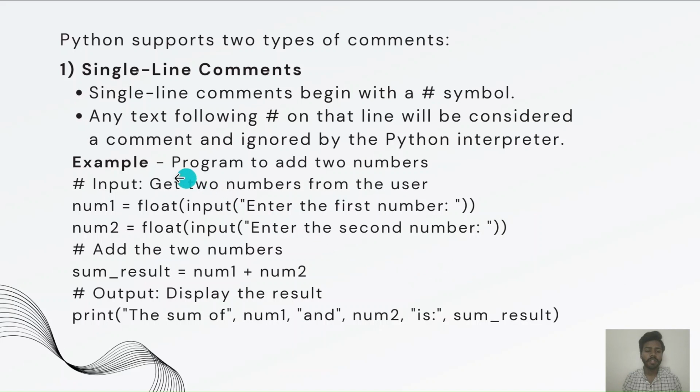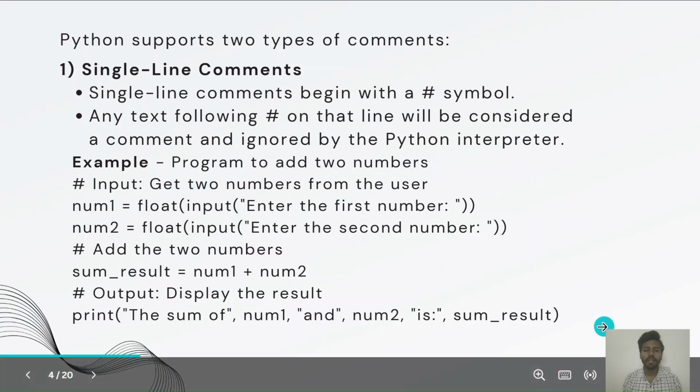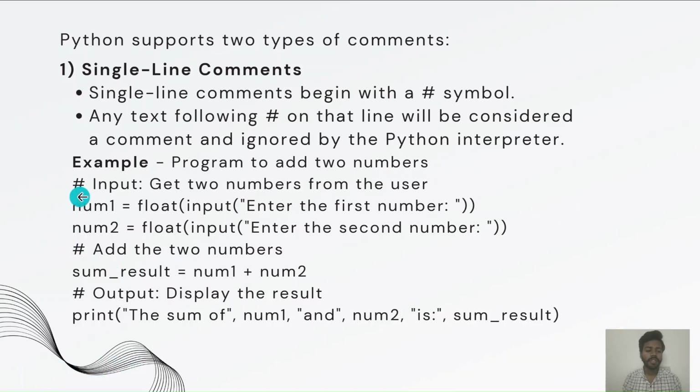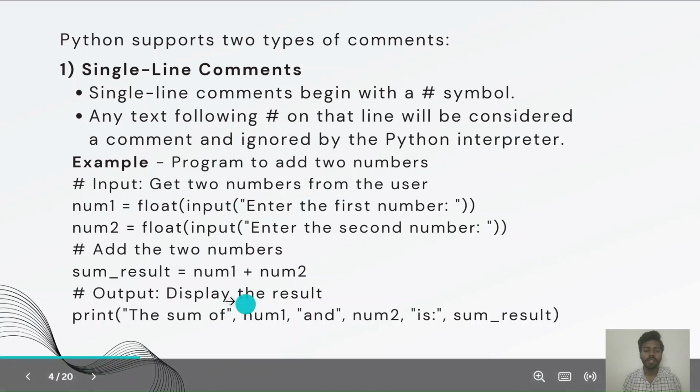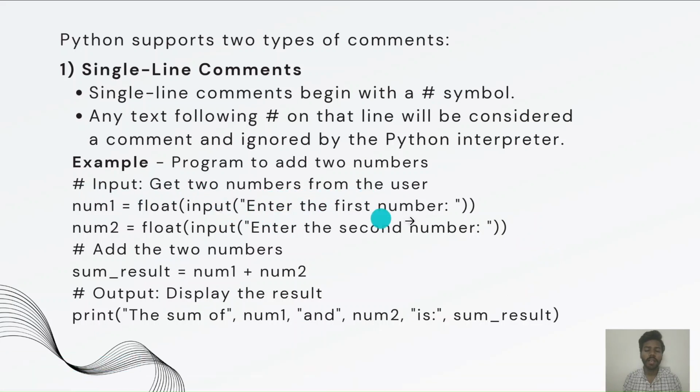As you can see, for example, here we write a program to add two numbers in which we write the first statement of the code that gets two numbers from the user. So here we use a hashtag at the starting of that statement. Now that statement is converted into a comment and is not a part of the code. It's just written to inform some other person that we get two numbers from the user as input.